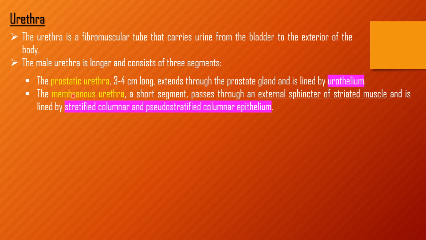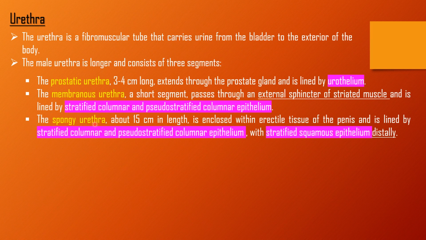Second is the membranous urethra. It is a short segment, passes through an external sphincter of striated muscle and is lined by stratified columnar and pseudostratified columnar epithelium.